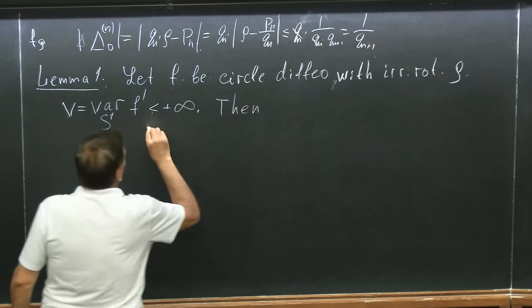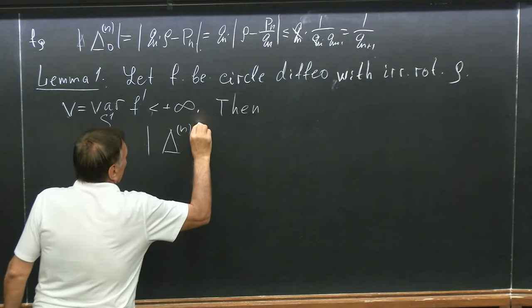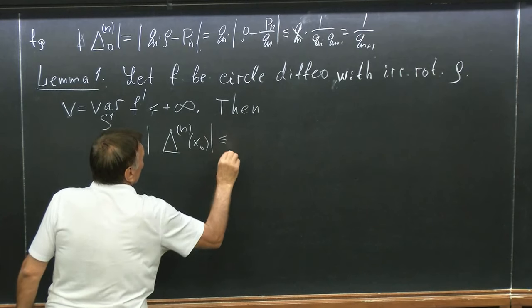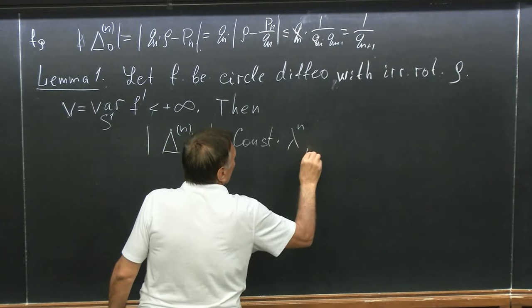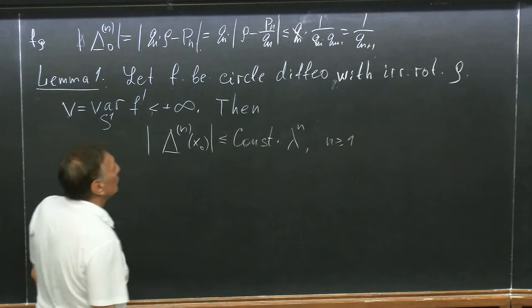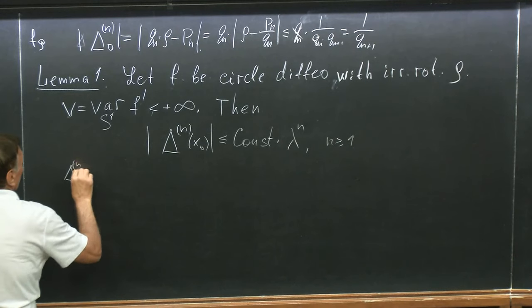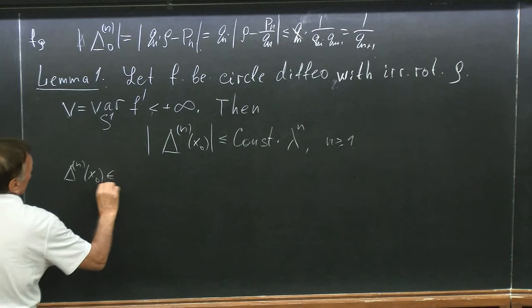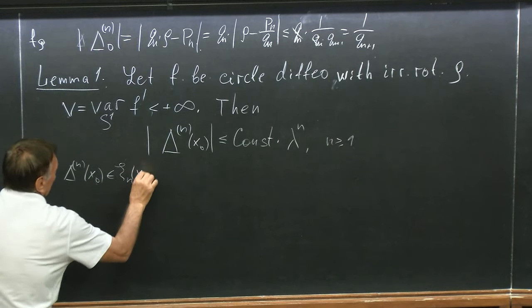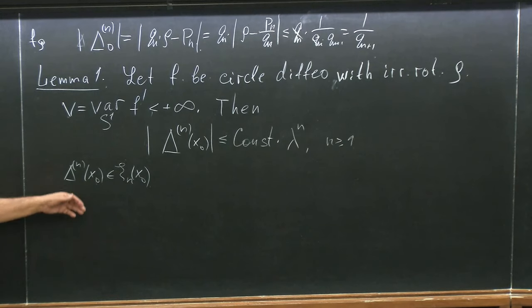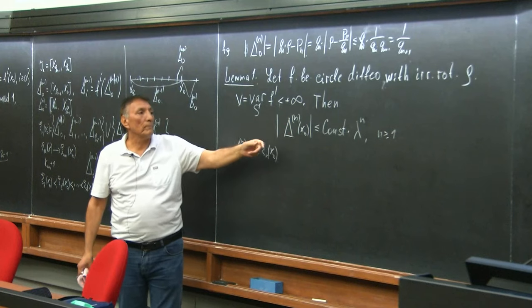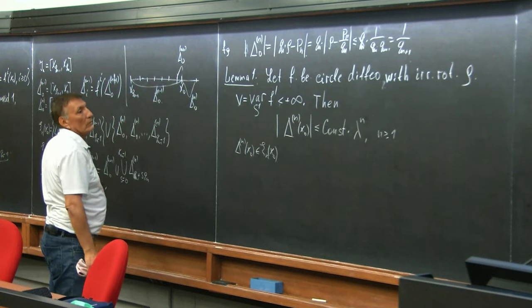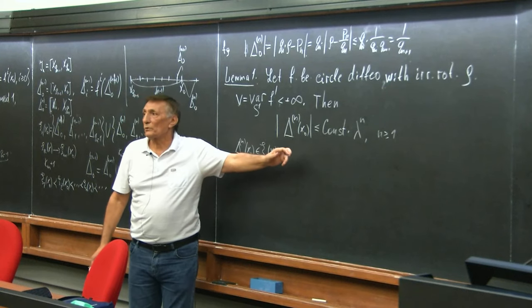Then the length of delta n is less than or equal to some constant times lambda to the degree n for n bigger than or equal to 1, where delta n of x0 is any element of xi n of x0. So in the case of diffeomorphisms, with smoothness a little bit better than C1 because of this condition, the length of intervals of the dynamical partition tends to zero exponentially.